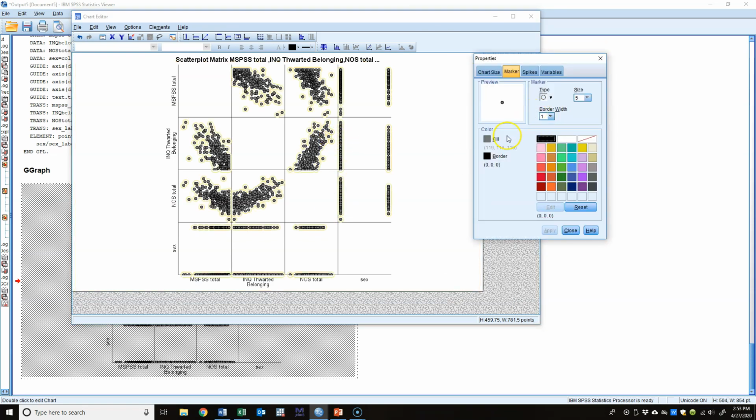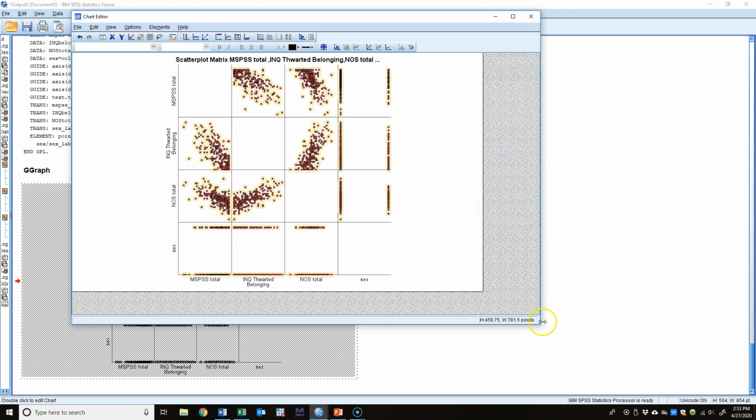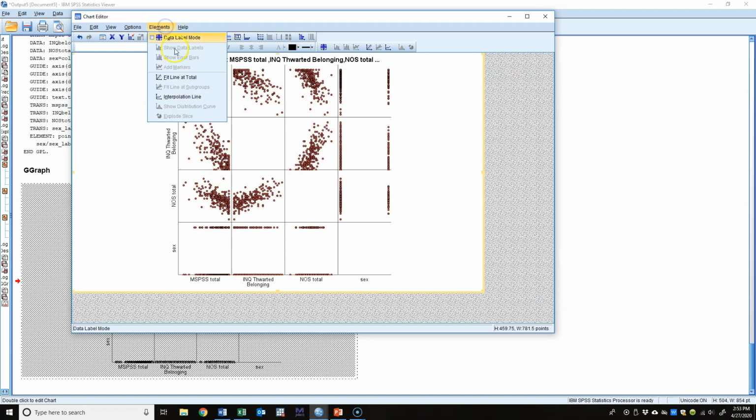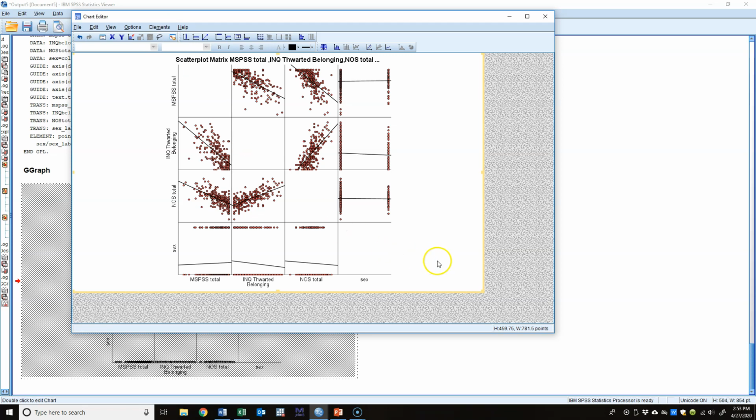And I'm going to double click on my points. I'm going to change this around, reduce those down just so I can see a little bit more clearly what's going on. So we're going to close that. Okay. And then I'm going to go to elements. I'm going to hit fit line at total. And that's going to give me the linear relation between, or the best estimate of the linear association between my variables.